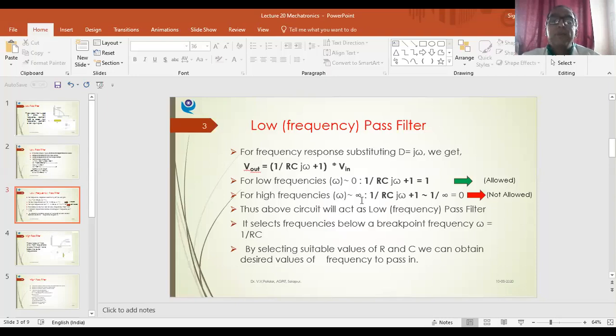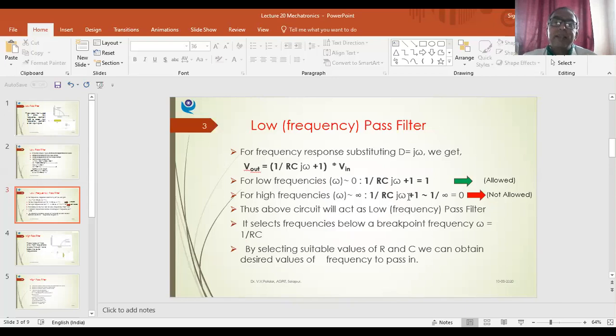That means high frequencies will not be allowed through by the low pass filter, because this multiple becomes 0 for high frequencies, and for low frequencies this multiple is 1. So low frequencies are allowed, high frequencies are not allowed. This is how we can mathematically prove how the low pass filter works. Thus the above circuit will act as a low frequency pass filter. It selects frequencies below a breakpoint frequency omega, which is equal to 1 upon RC.